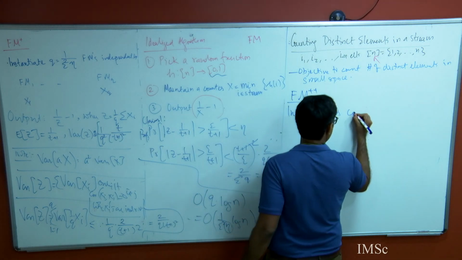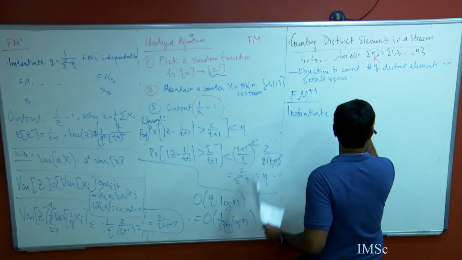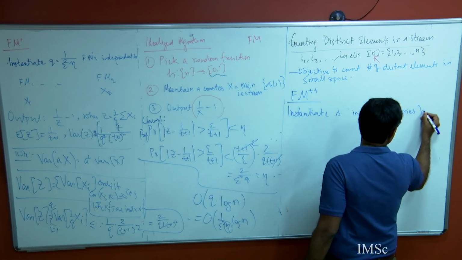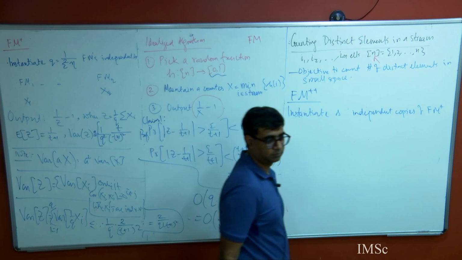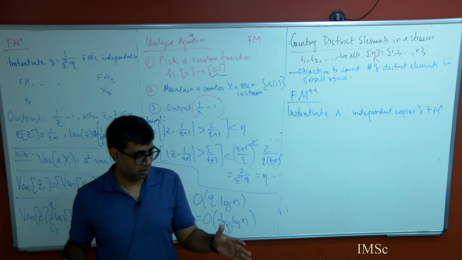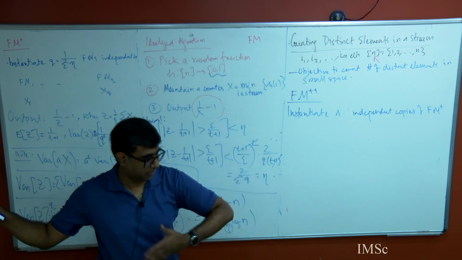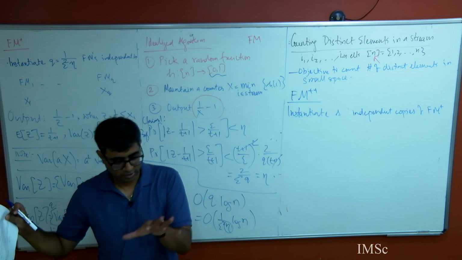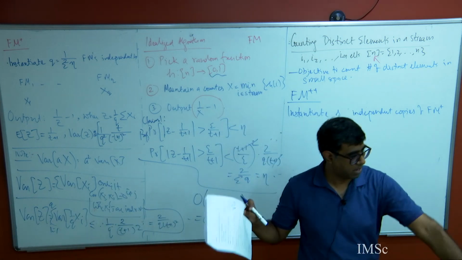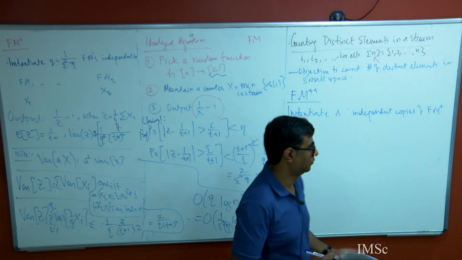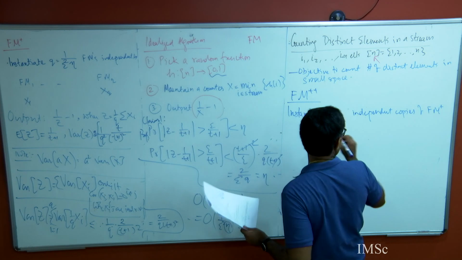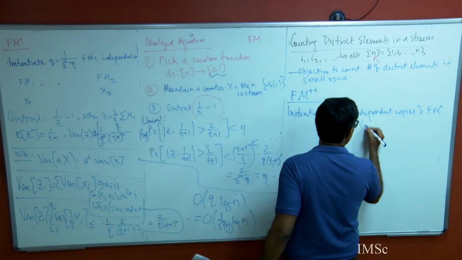Instantiate S independent copies of Fm plus. So like we first made a single algorithm, then we ran it in parallel, and now we bunch them. You run in parallel and give me an answer, you run in parallel and give me an answer, and I will take those answers and return an answer. And we have fixed eta equal to 1/3.